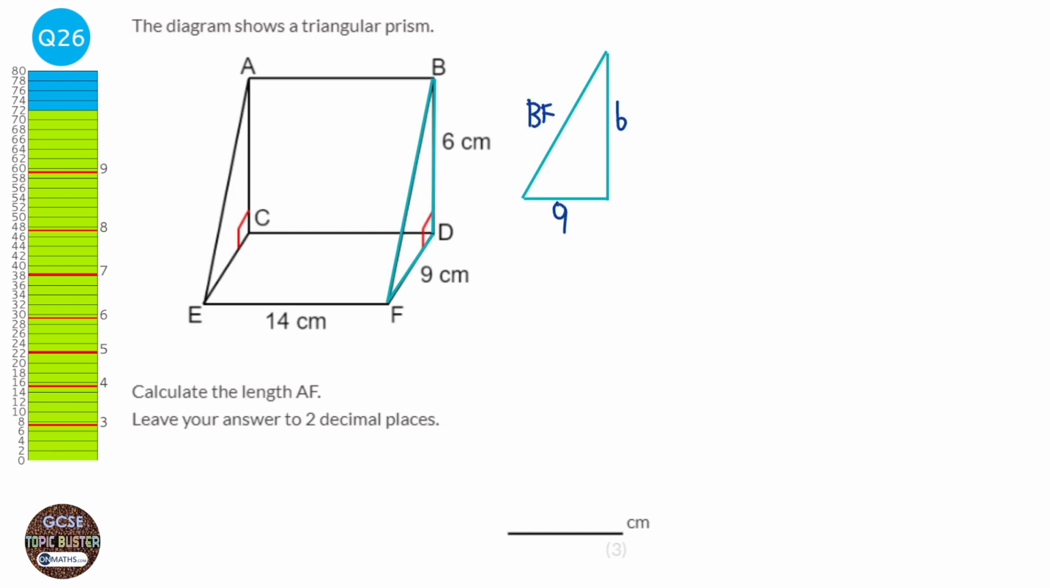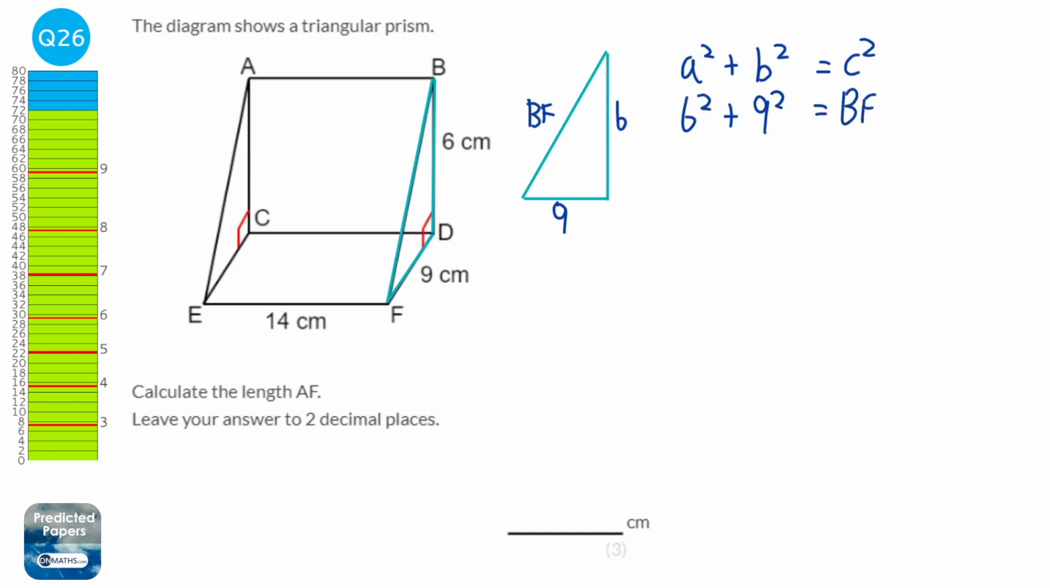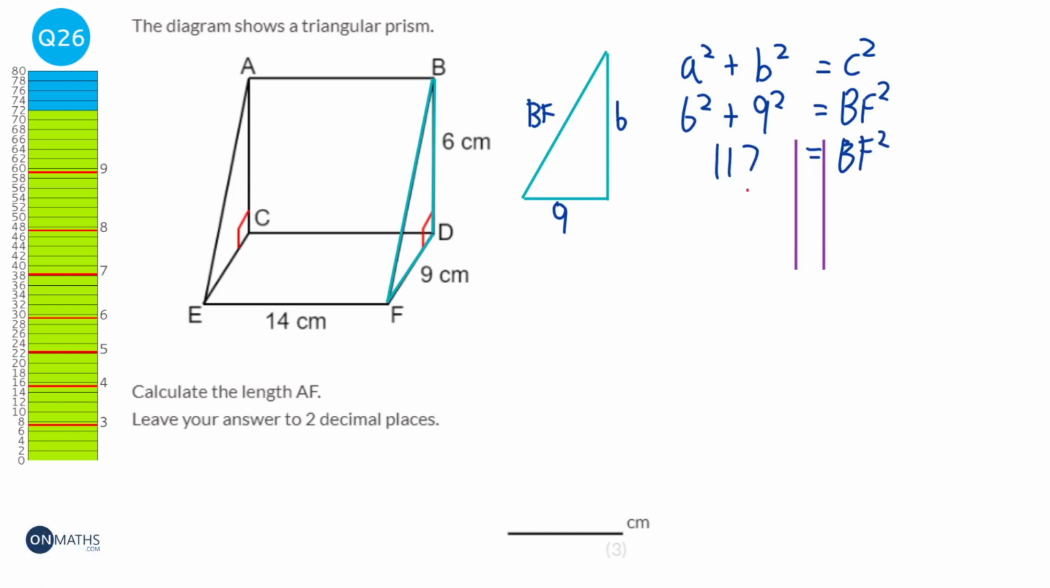So we're going to use Pythagoras, so it will be a squared plus b squared equals c squared, so it would be 6 squared plus 9 squared equals BF squared. 6 squared plus 9 squared is 117, and then we just get our solving bit in, just to square root both sides. And I can leave this as square root 117 for now.